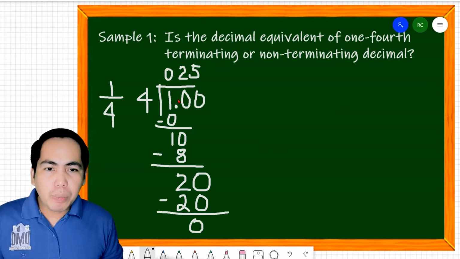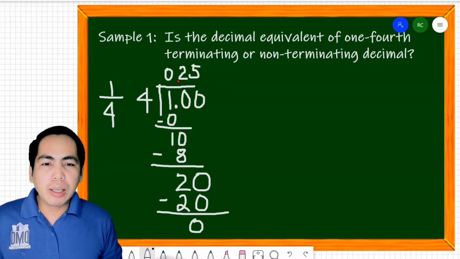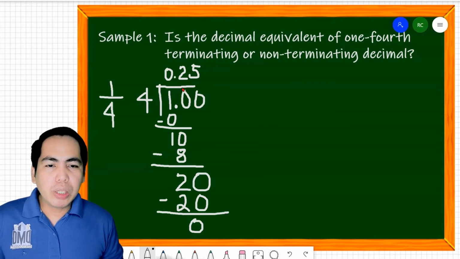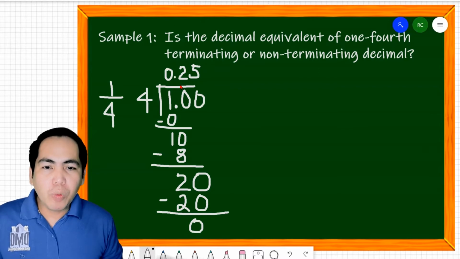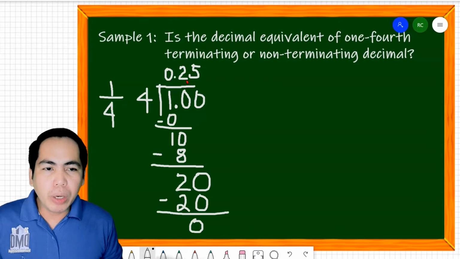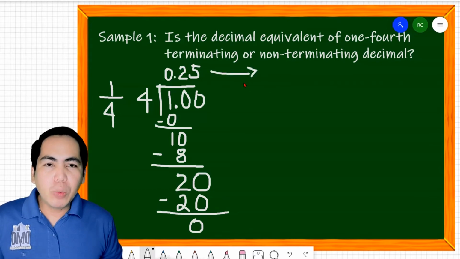The decimal point in the quotient is directly above the decimal point in our dividend. So in other words, the decimal equivalent of 1/4 is 25 hundredths. Since we have a fixed number of digits after the decimal point, the equivalent decimal of 1/4 is a terminating decimal.